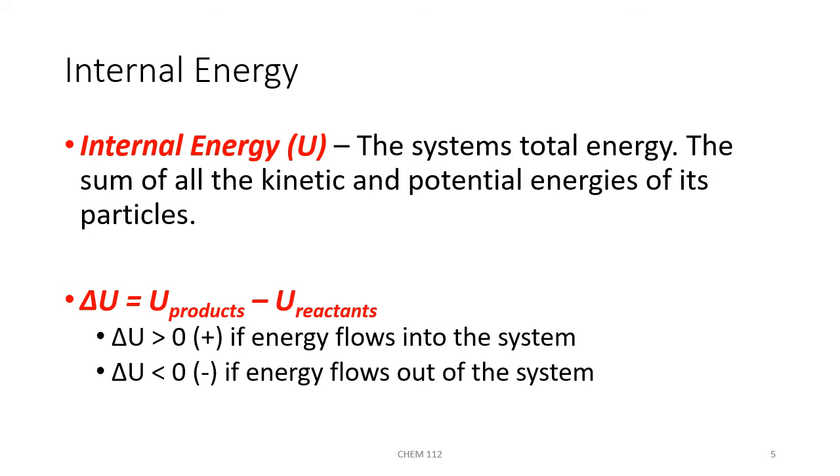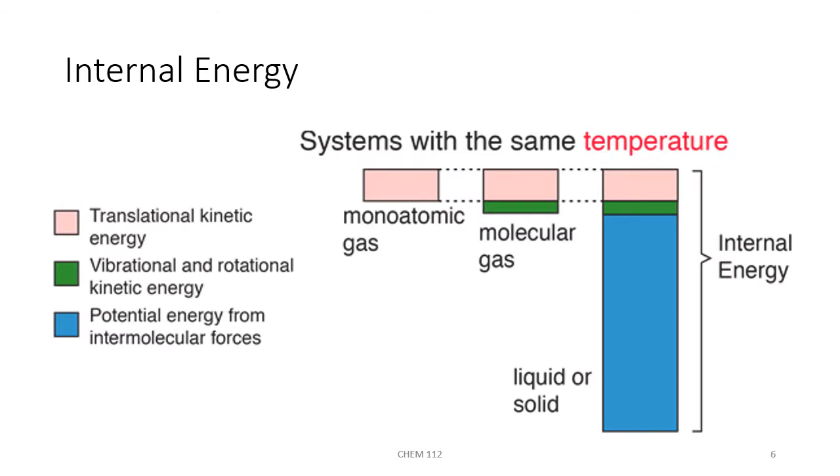To think about internal energy, let's compare systems at the exact same temperature: a monoatomic gas, a molecular gas, and something that would be like a liquid or a solid. An example of a monoatomic gas could be something like gaseous neon. Neon is just simply one element, so it would be monoatomic. All it would have is translational kinetic energy. So neon can move around, but it's not going to have any intermolecular forces.